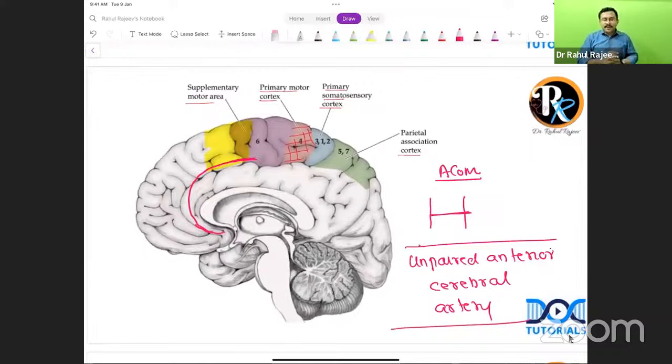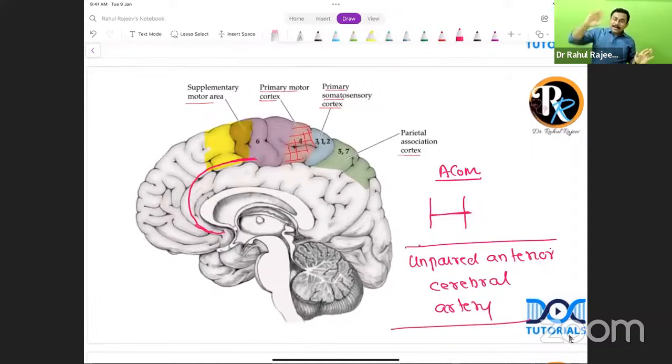Patient will have urinary incontinence. So if the examiner is asking you, what are the possibilities? Yes, there is an unpaired ACA, you can have bladder symptoms. The next possibility is, suppose I had a stroke a few years back, at that time, my left paracentral lobule is gone. Gone, bye-bye.